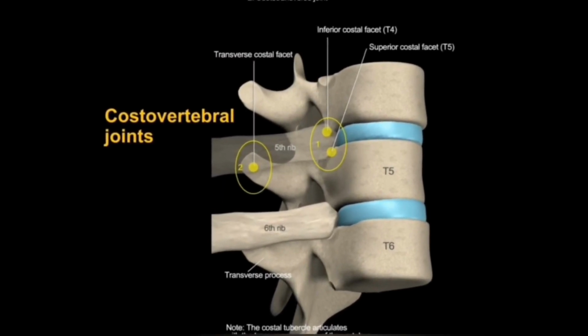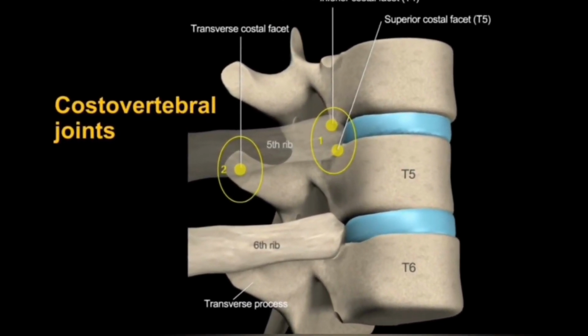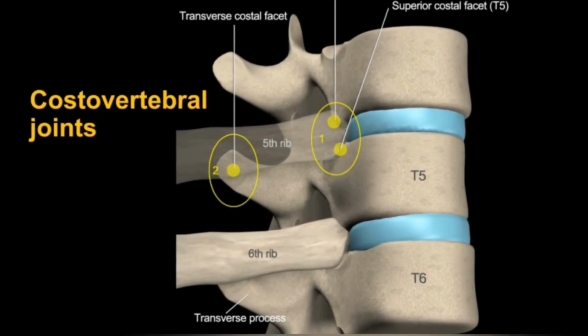The connection of the ribs and the vertebrae occurs at 2 places: 1, the costocorporeal joint, and 2, the costotransverse joint.